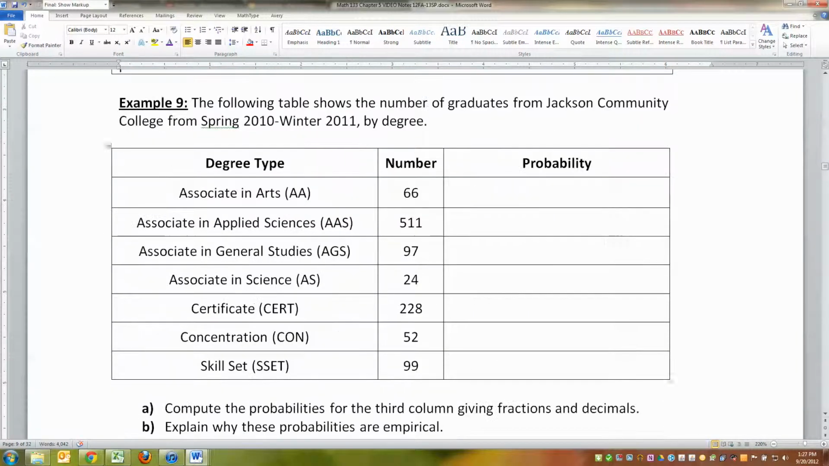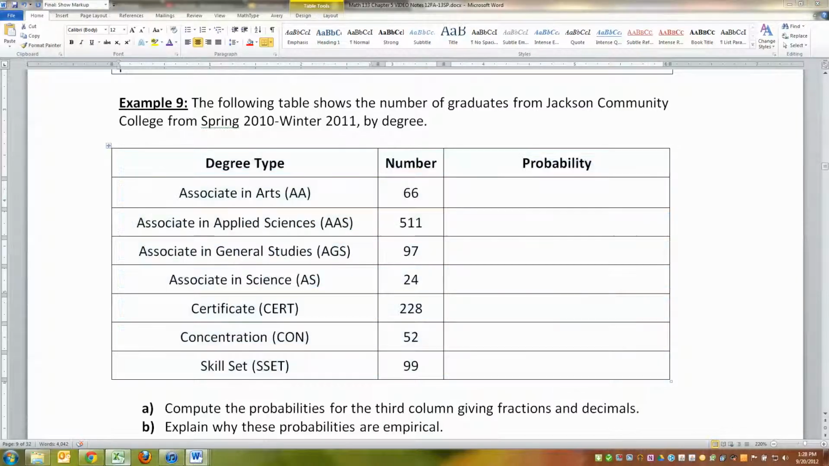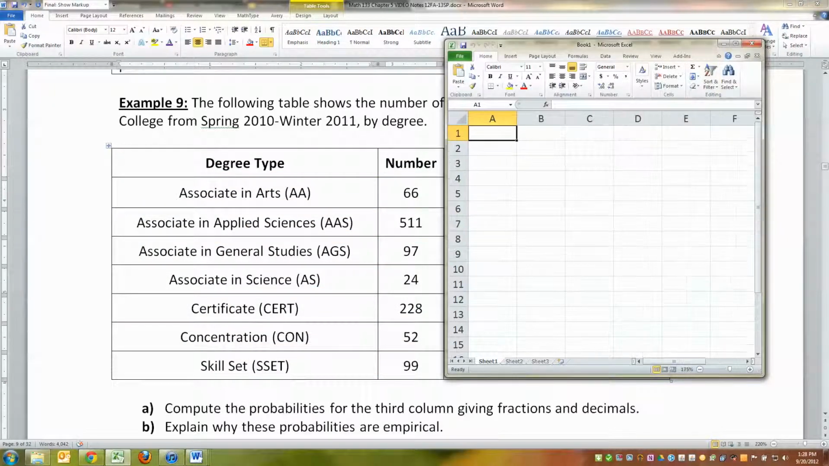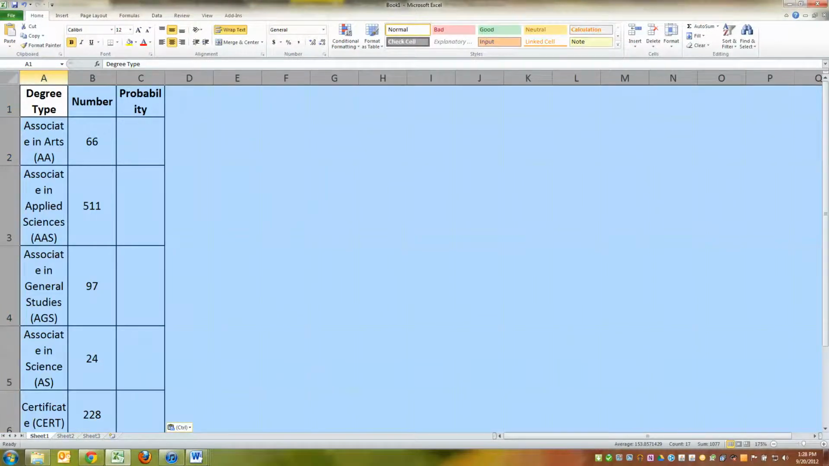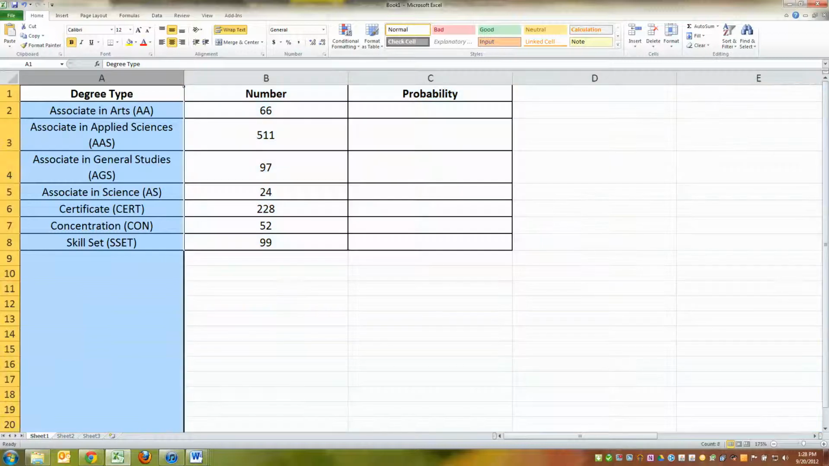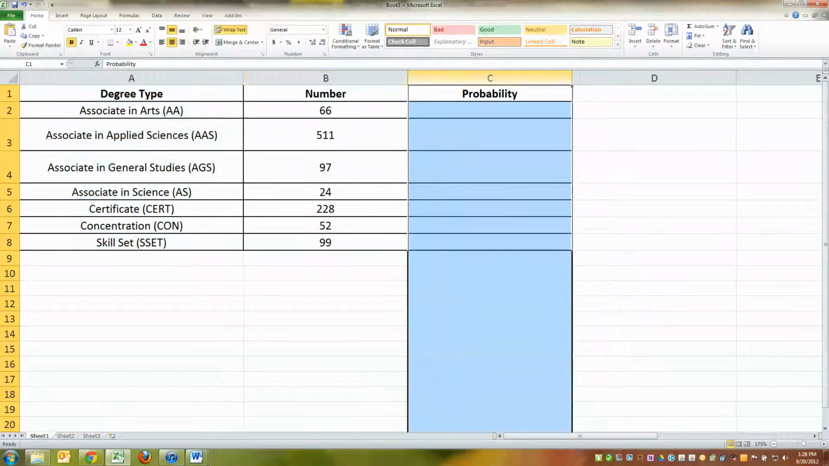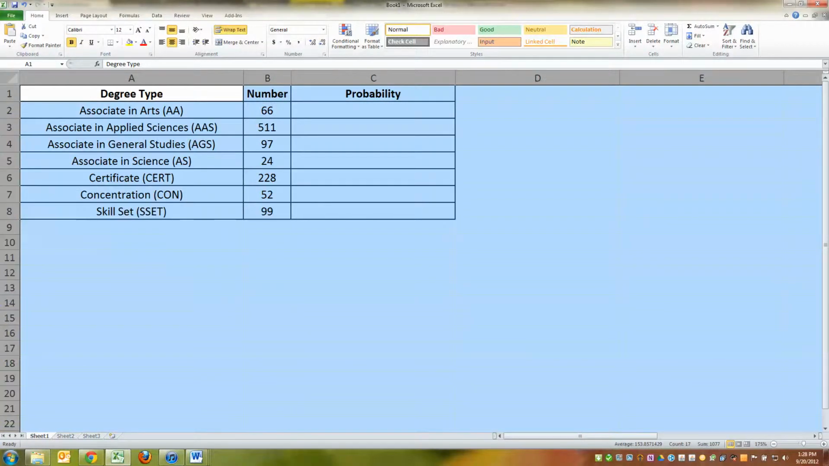I gathered, well, for example, this is the number of graduates from Jackson Community College from spring 2010 to winter 2011 by degree. Here they are. I got it from the website. So we are going to find the probabilities, and yes, we're going to use Excel to do this because we don't want to do all this by hand. It's annoying. Now, of course, on your test, might you have to do this by hand? Sure. I mean, it's not hard. I'm just going to use Excel to get me out of doing some of the heavy lifting here. But this is a simple enough problem that you could do it on any exam with just a basic calculator.